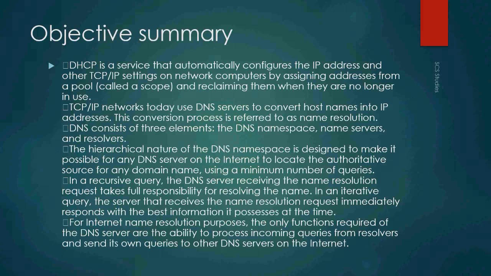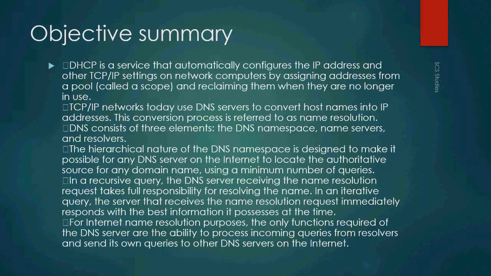This is our today's summary. DNS consists of three elements. One is the DNS namespace, one is the name server and the other is the resolver. The DNS namespace belongs to the server, the name server is the DNS service available on the server, and the resolver is the client machine. The hierarchical nature of the DNS namespace is designed to make it possible for any DNS server on the internet to locate the authoritative source of any domain name using a minimum number of queries.